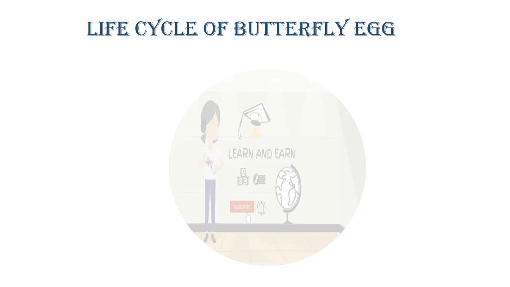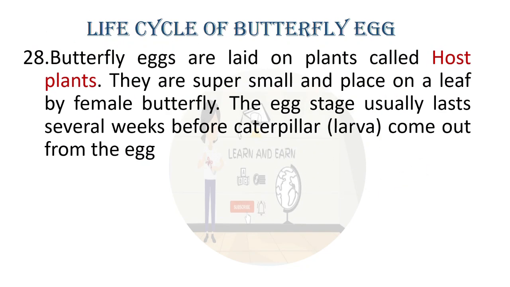Life cycle of butterfly: egg, another topic. MCQ 28: Butterfly eggs are laid on plants called host plants. They are super small and placed on a leaf by a female butterfly. The egg stage usually lasts several weeks before the caterpillar comes out from the egg.